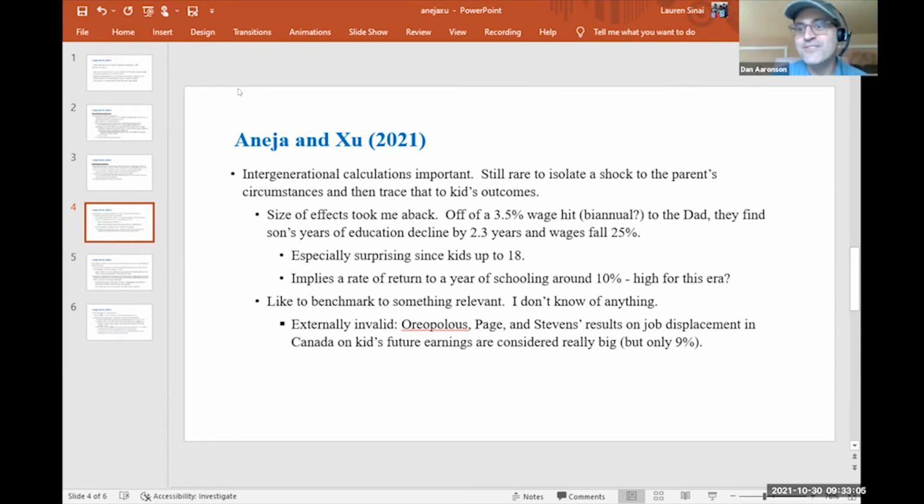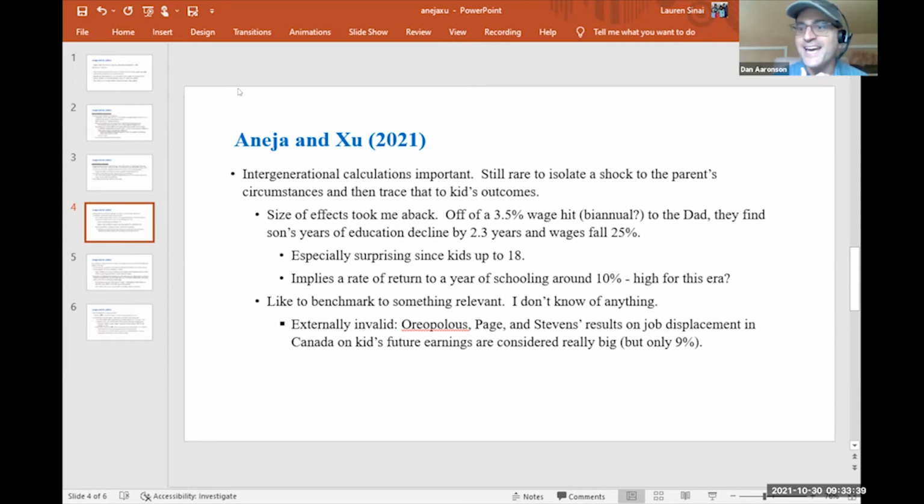Labor economists often think about the Oreopoulos, Page and Stevens paper as an example of this kind of thing, where they study job displacement in Canada and then trace it out to the kids. The effects that they find are roughly a little under 10% on kids' earnings. These guys are finding something like 25%, and almost 2.5 years on education. These are just numbers that you wouldn't ever see in post World War II.